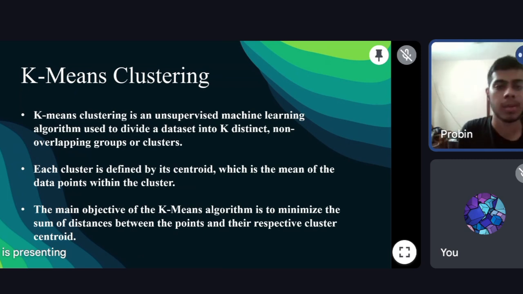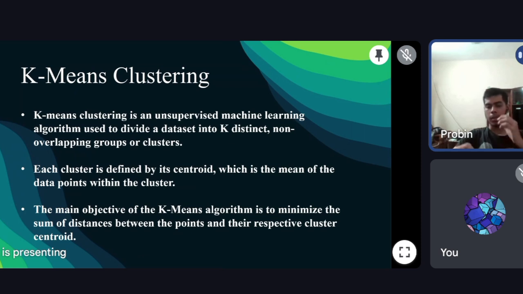I'll be explaining k-means clustering. It comes under unsupervised learning. It is used to divide a dataset into k different groups or clusters, which do not overlap with each other. Each cluster is identified by a point called a centroid, which is the mean of the data points within the cluster.